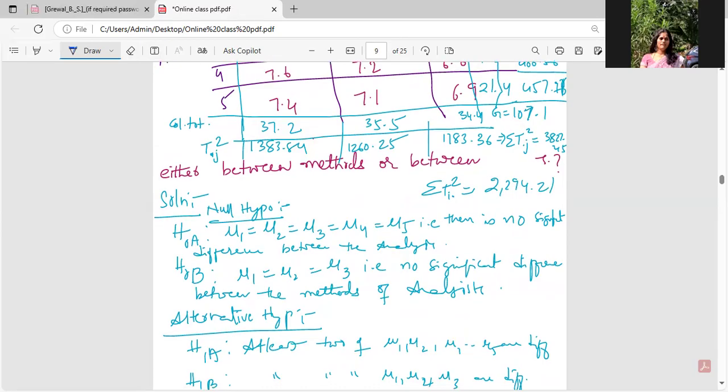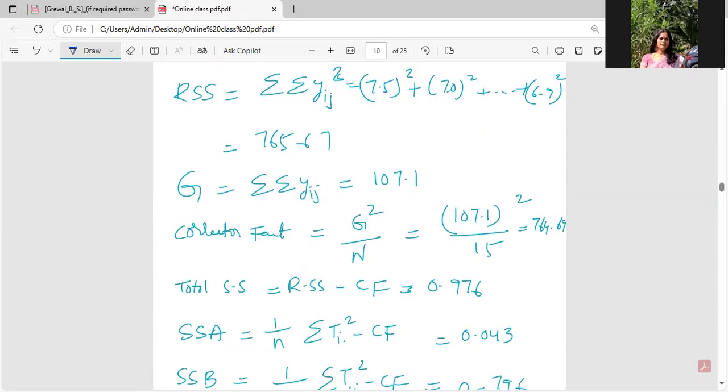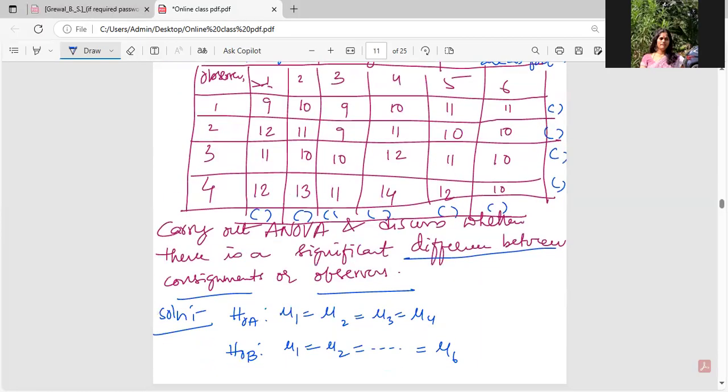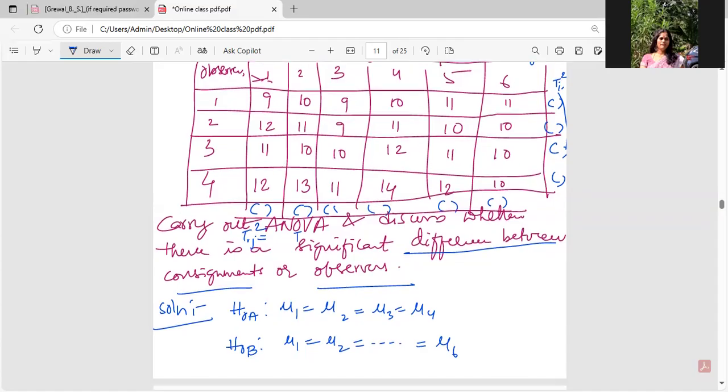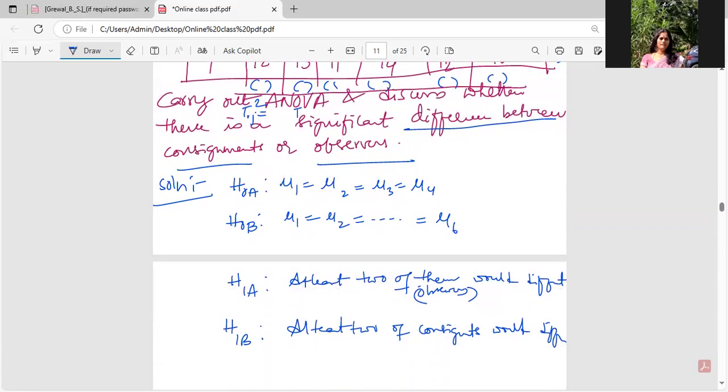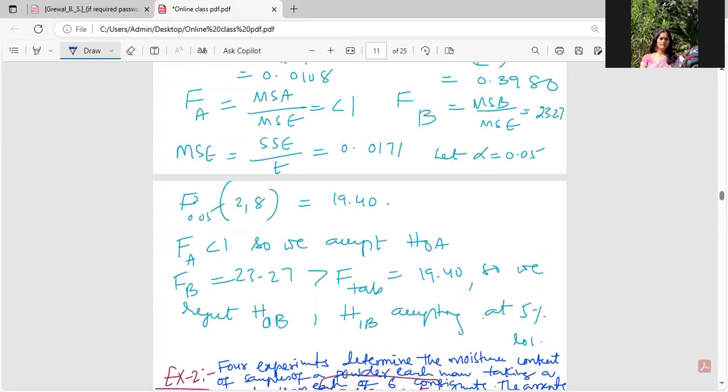I'll square all the column values and take them. These would be called T dot J whole square, for the first column, second column, and all. Next, I'll be taking T I dot squares, the row sums squared. And then next, what I'll be calculating, just see here.